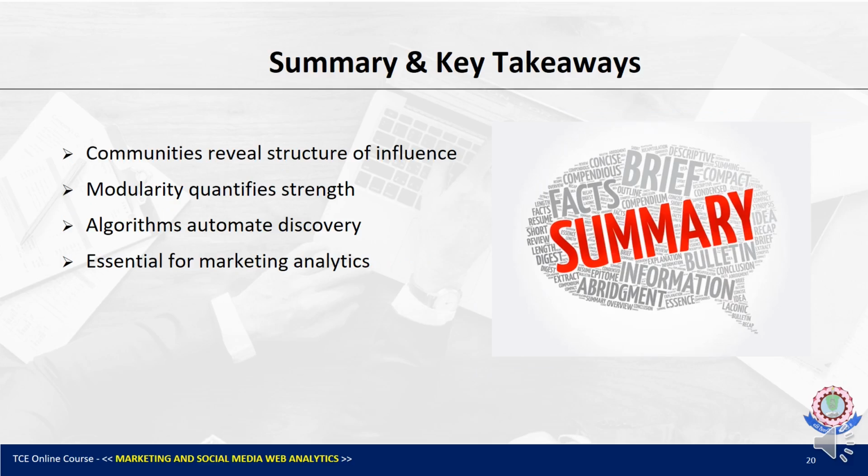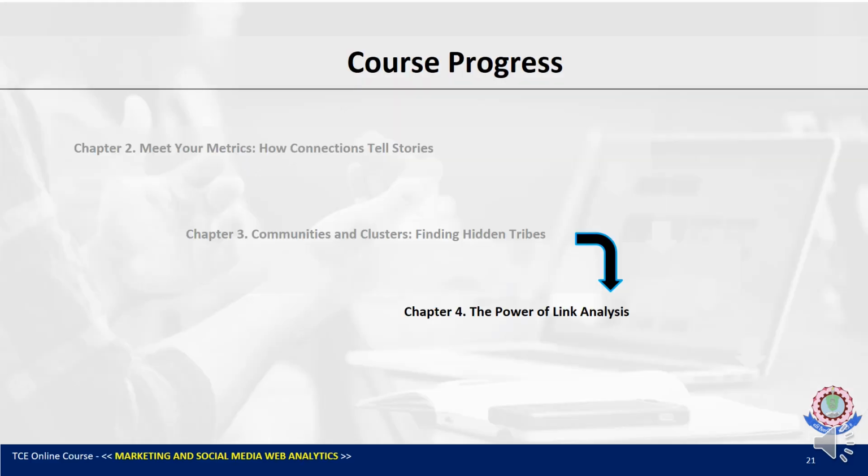So the summary and takeaway of this video is: communities reveal hidden influence structures, modularity quantifies their strength, algorithms automate detection, and metrics define leadership and cohesion. Understanding communities helps marketers target accurately and empathetically. This concludes our lecture on communities and clusters: finding hidden tribes. Behind every network are living communities that shape conversation and trends.